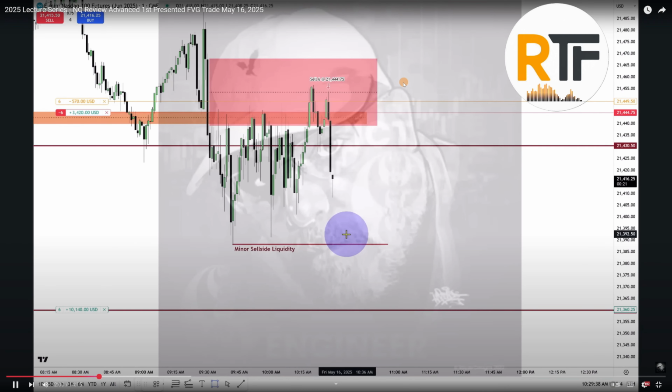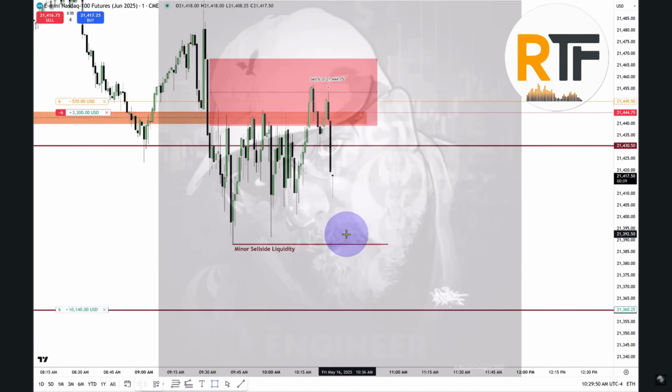Okay, so it looks like he is moving his stop down to the high of that down candle, the first down candle, anticipating there will not be another change in the state of delivery.